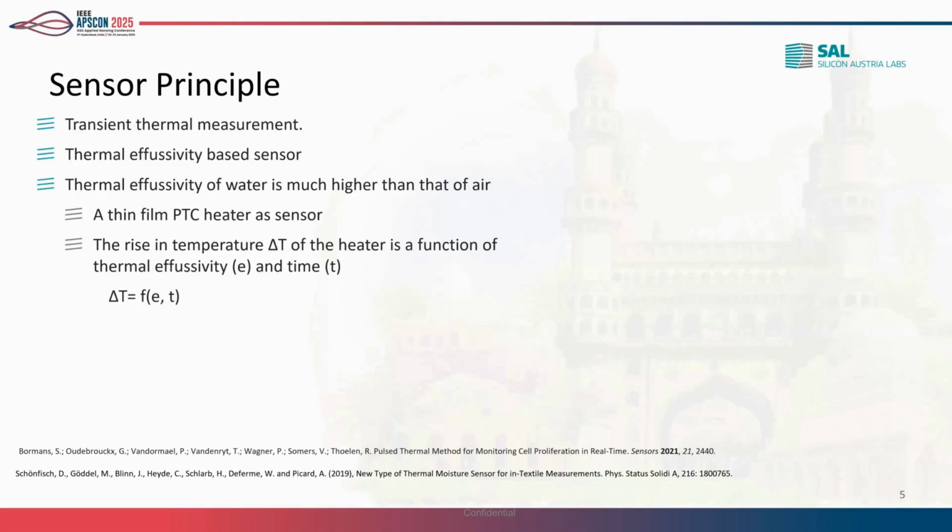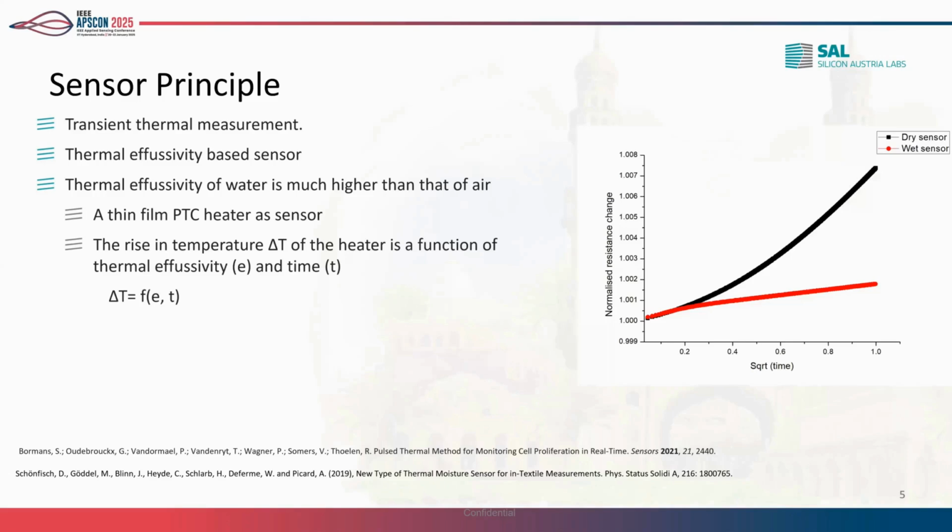Here we have a thin film heater, a PTC, a positive temperature coefficient heater, as the sensor. We trigger a heating pulse for a short period, like maybe 1 second or below, a few hundred milliseconds. And there will be a rise in temperature, that is delta T. This delta T of the heater or the sensor is a function of thermal effusivity and time. In the case when we have a defined power and time, it basically depends on the thermal effusivity.